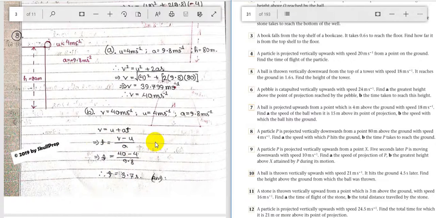You can also use s equals ut plus half at squared, s equals vt minus half at squared, or s equals u plus v divided by 2 multiplied by t, because for part B, all the information required to find the value for t is given. So you can use any of the 4 equations except v squared equals u squared plus 2as, because that equation doesn't have t in it. I hope this was clear enough.